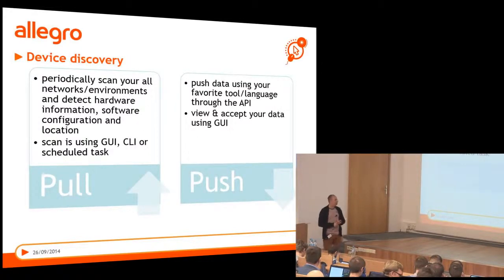Basically, in RALPH there are two ways of discovering devices. One is pull, and the second is push. In the pull version, we can start discovering a whole network or a single device by putting the IP into the GUI or CLI, or it can be done by a scheduled task for the particular network.